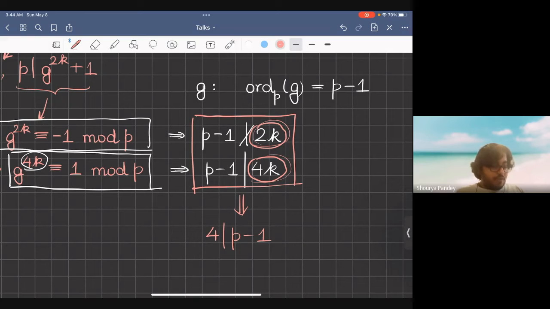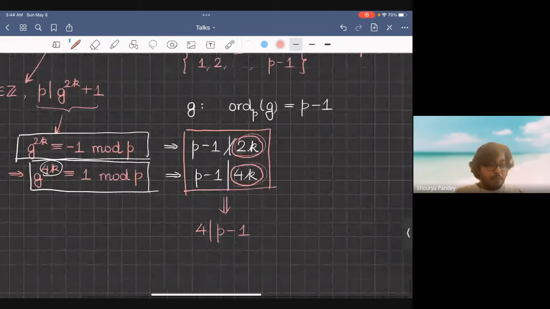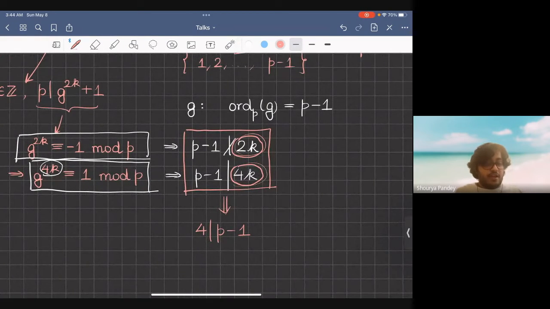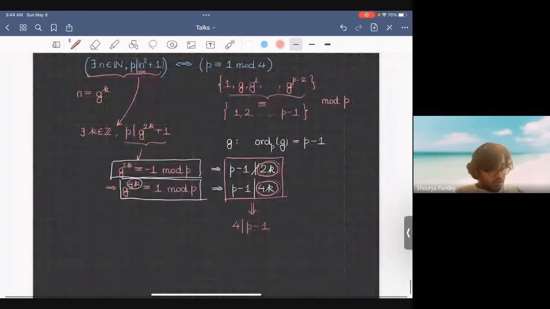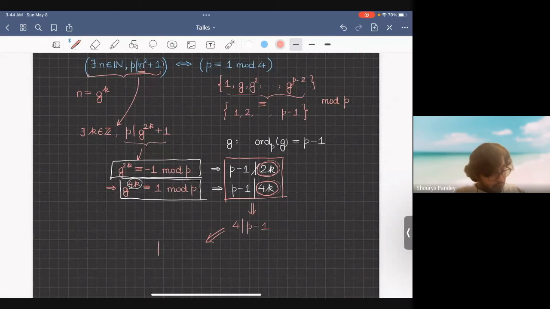And so if 2k is not a multiple of p minus 1, but 4k is, then that must happen because of the factor of 2. The power of 2 in 2k is not enough to be a multiple of p minus 1, but the power of 2 in 4k is enough. And so the power of 2 in 4k and the power of 2 in p minus 1 should match. That actually means that 4 is a factor of p minus 1, and so this implies p is 1 mod 4.